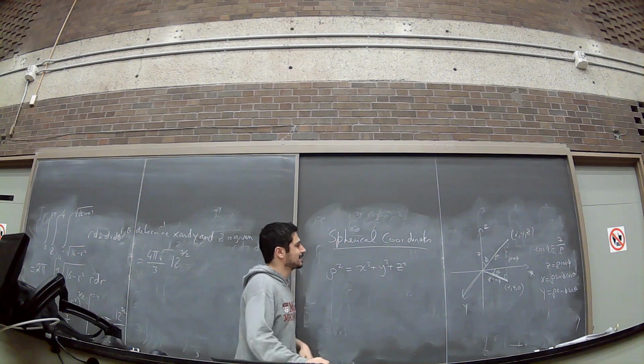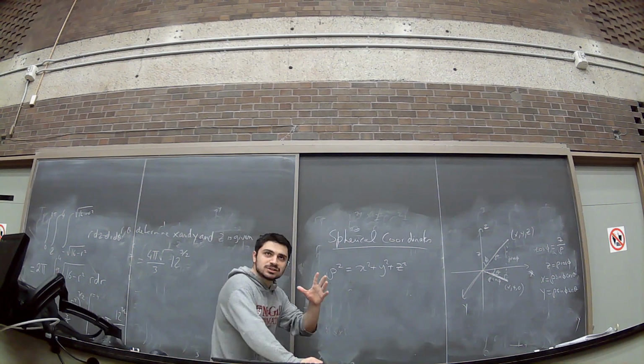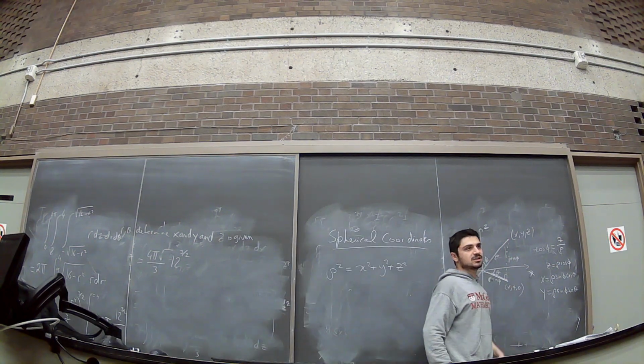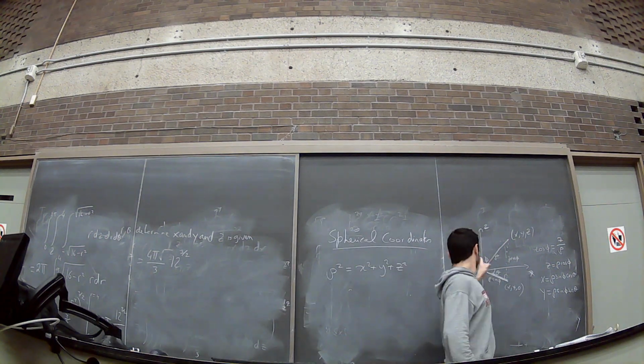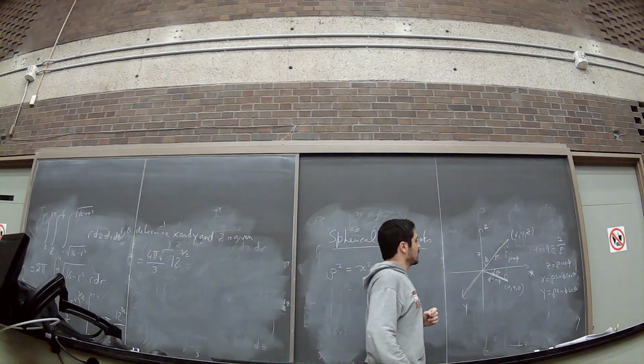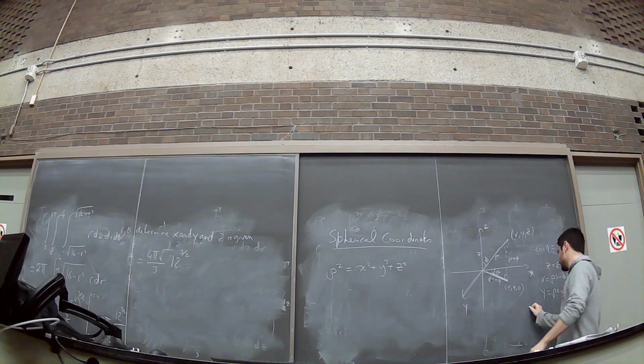Great. Now, just to check that we're good. If you add x squared, y squared, and z squared, what should you get? You should get rho squared, right? Now notice phi is like an angle. Theta ranges from 0 to 2 pi. You agree? Theta can range from 0 to 2 pi.